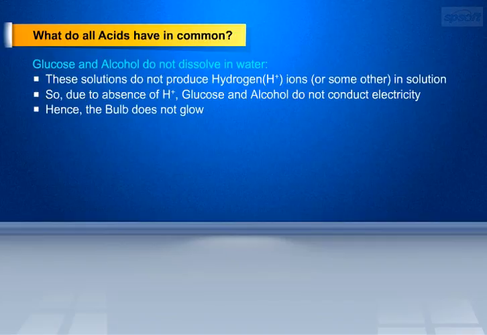Glucose and alcohol do not dissolve in water to produce ions. These solutions do not produce hydrogen ions, or any other ions, in solution. So, due to the absence of H+, glucose and alcohol do not conduct electricity. Hence, the bulb does not glow in the above experiment.